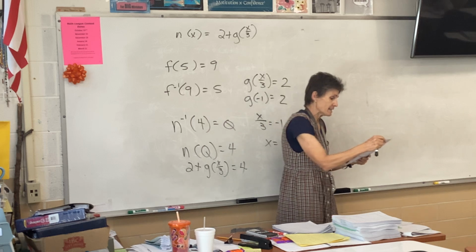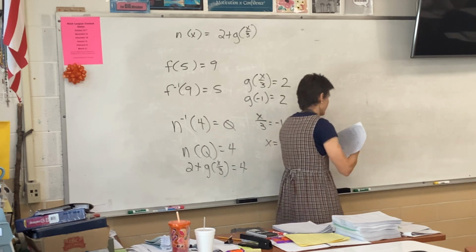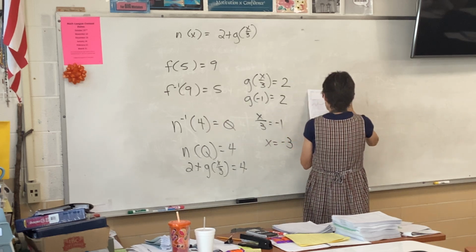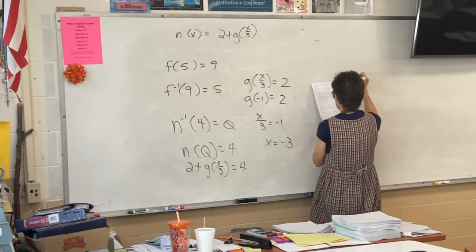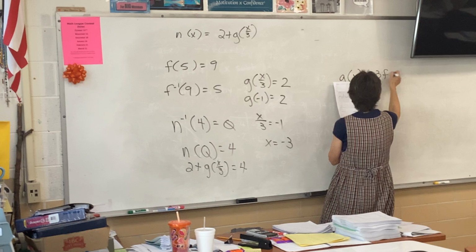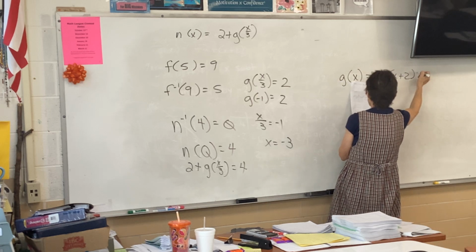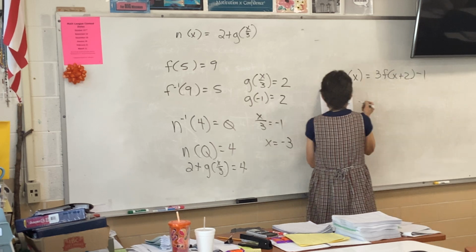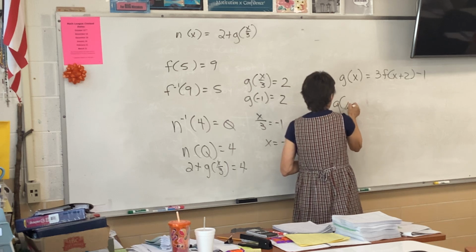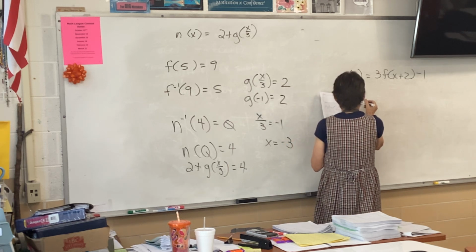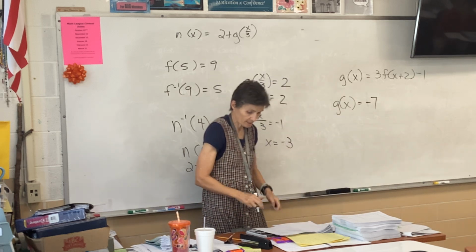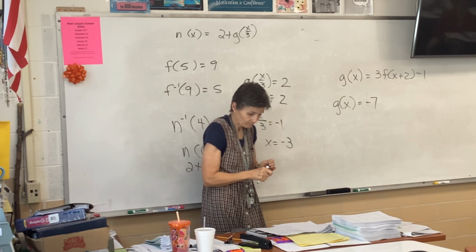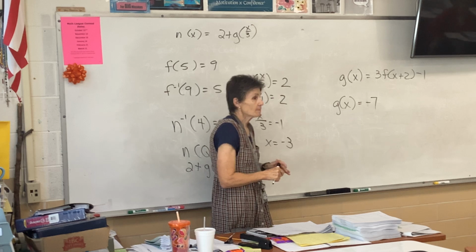If I look at yesterday's review sheet, I have a g function that is this. And it says, find x so that g of x is -7. The k has nothing to do with it, so we don't need to worry about that. Okay?